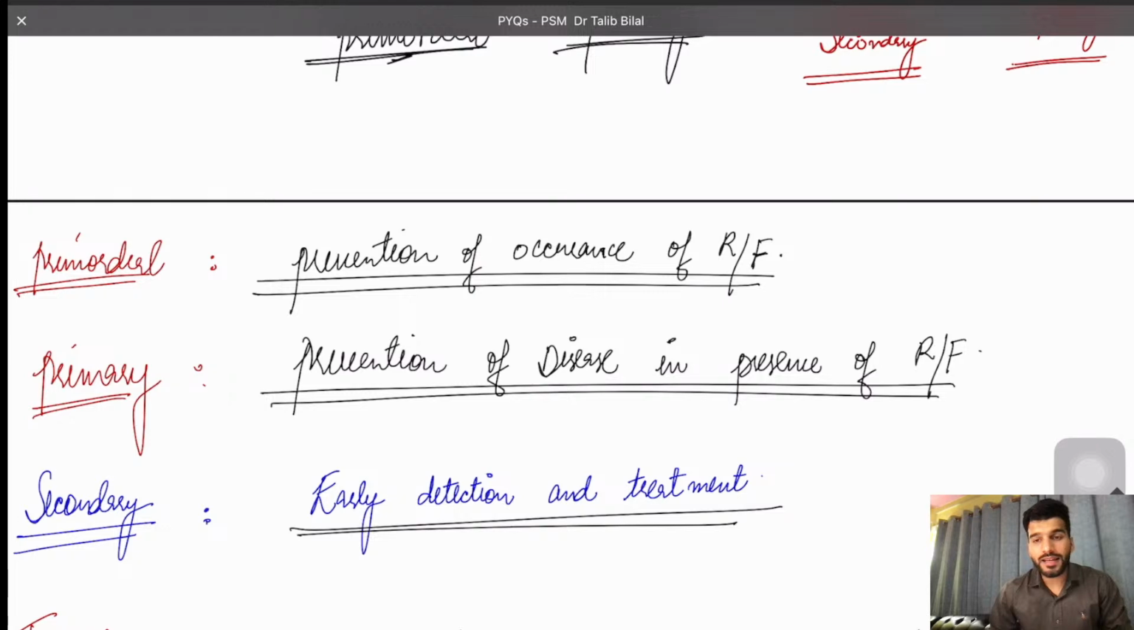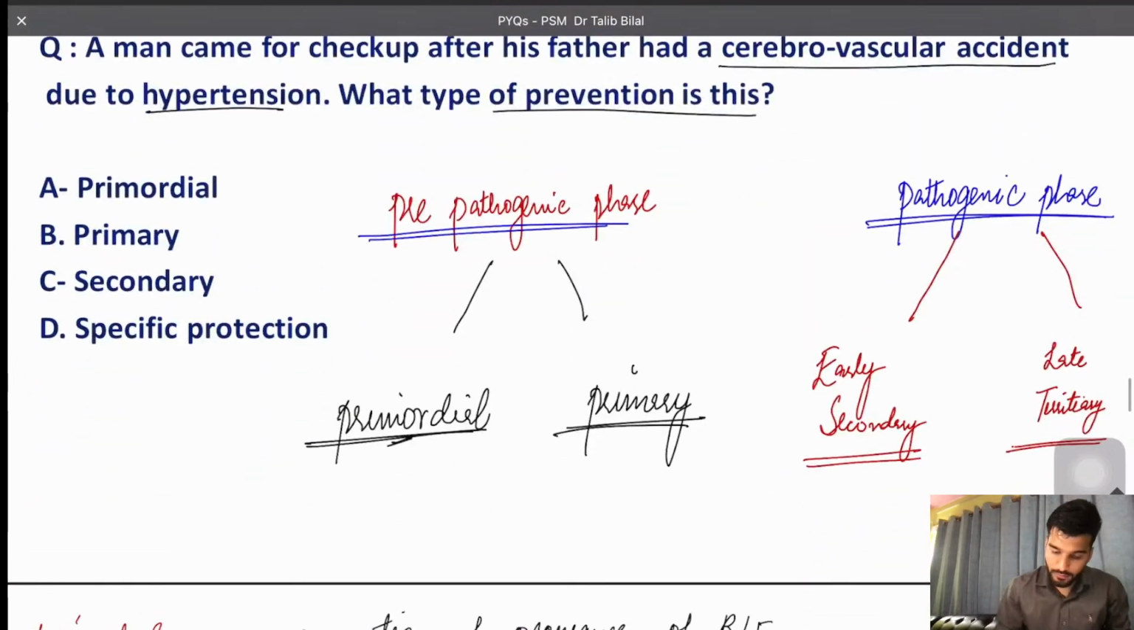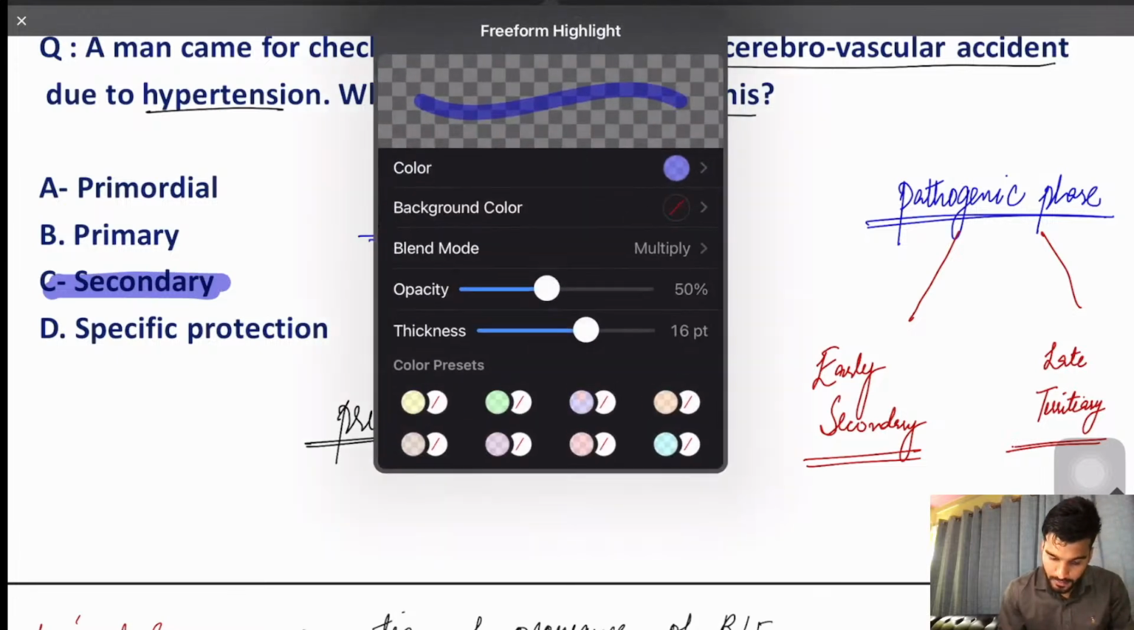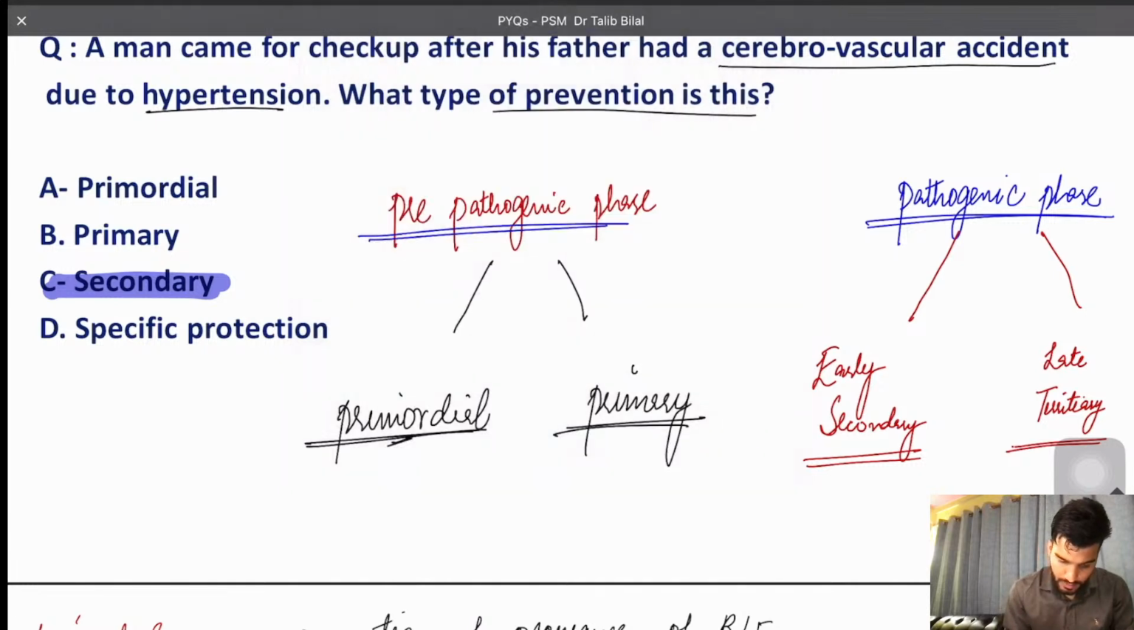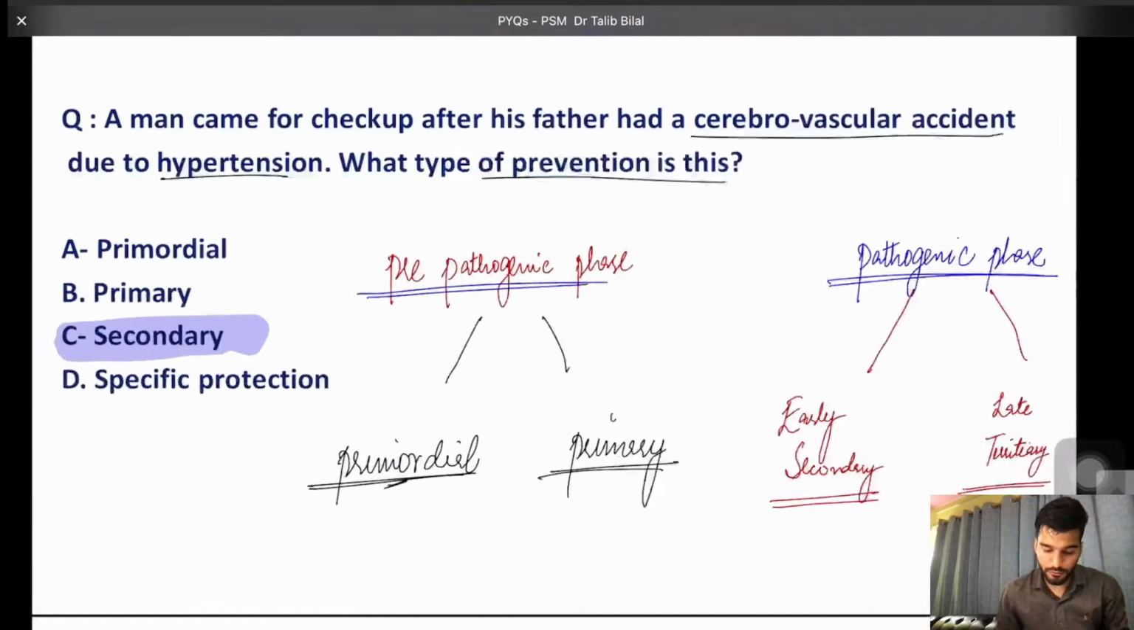Now tell me, guys, a patient is going for a mammography. Mammography is which level of prevention? Mammography will be a secondary level of prevention. Checking blood pressure will also be a secondary level of prevention.